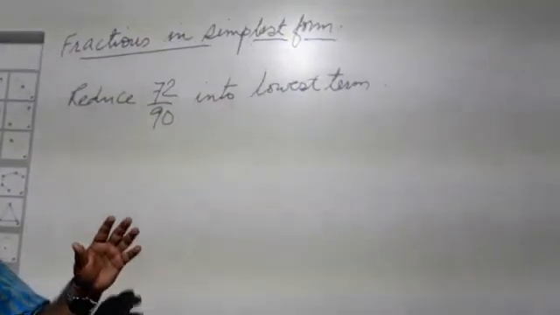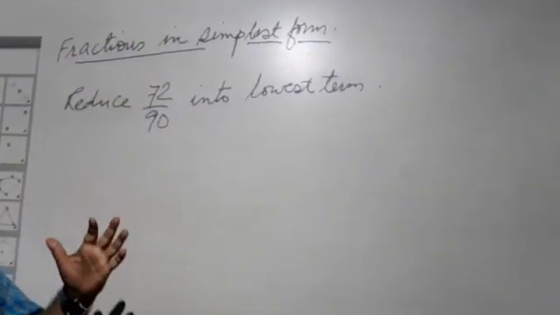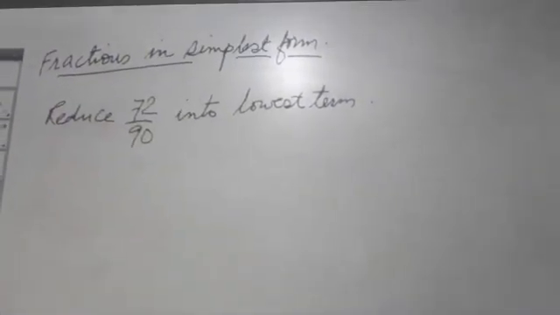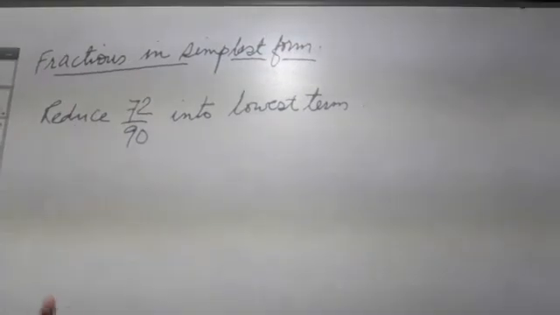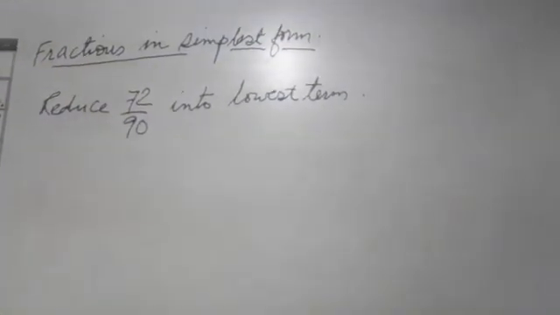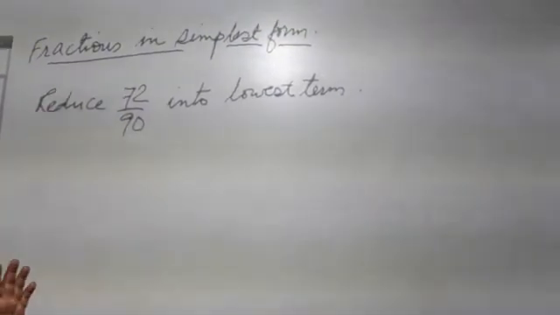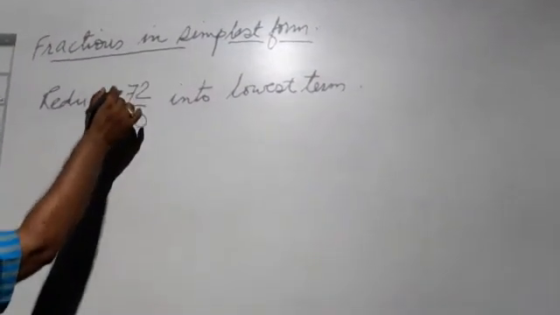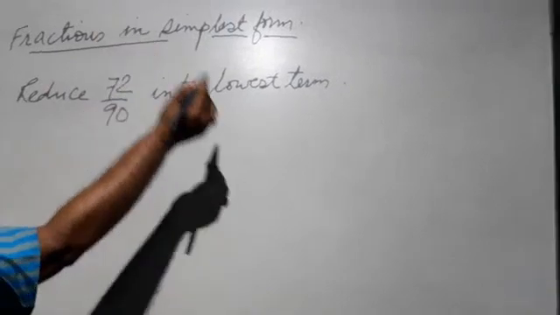Next, how to reduce the fraction to the lowest term or to the simplest form. To reduce a fraction to the simplest form, you have learnt this in lower classes also, so this is just a review. First, we are given: reduce 72 by 90 to the lowest term.